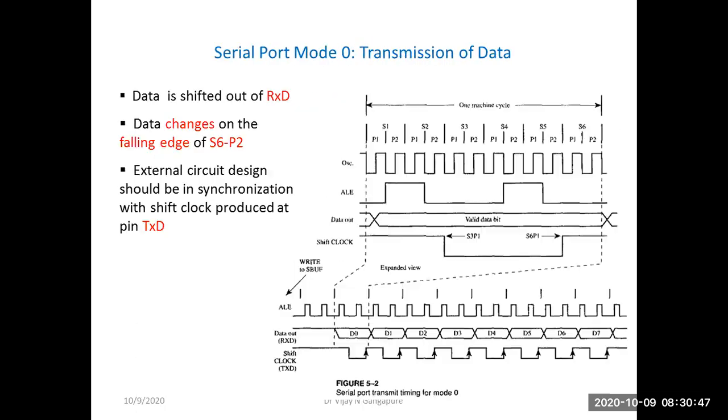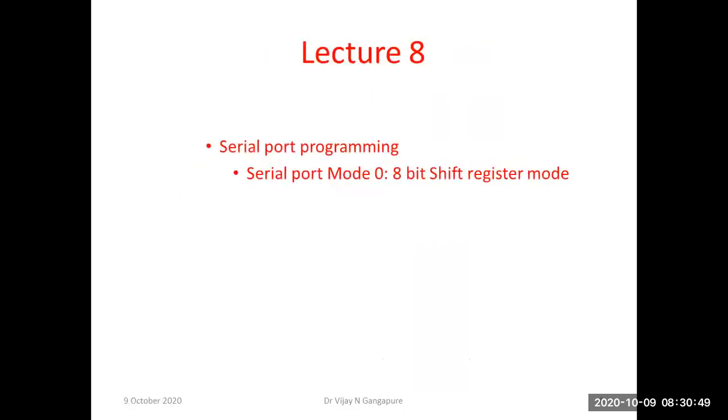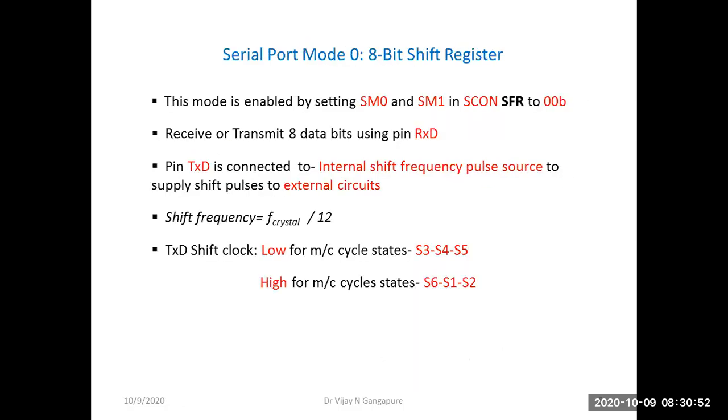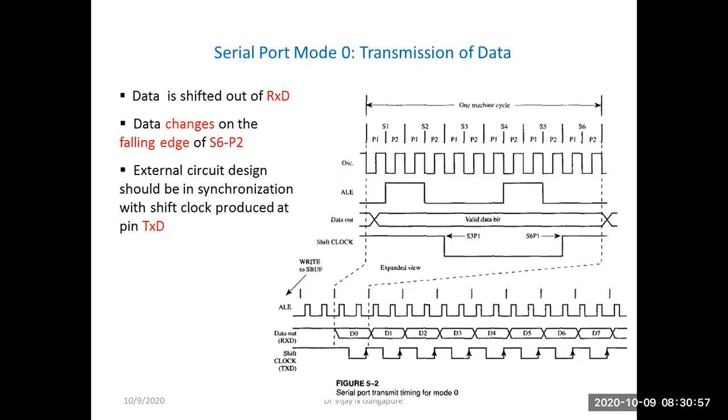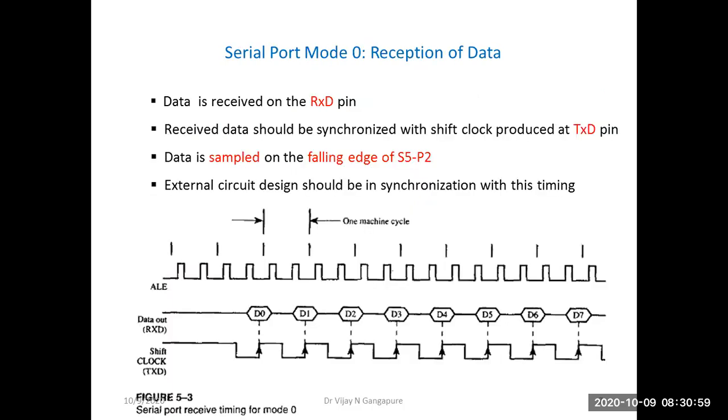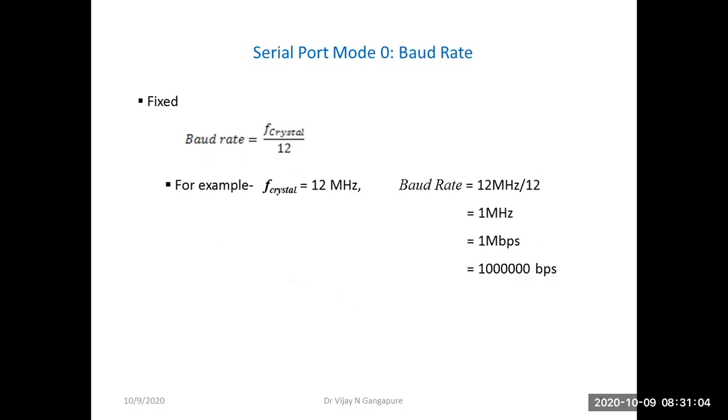So this is about mode 0, the 8-bit shift register mode of the serial port of the 8051. We saw how transmission of data takes place on the RXD pin. Similarly, we saw how reception of data takes place on the RXD pin, and then how to calculate the baud rate. It depends on the crystal connected to the 8051. That crystal frequency divided by 12 is the baud rate of serial transmission and reception in mode 0 of the 8051 serial port.